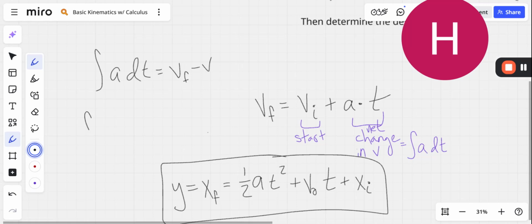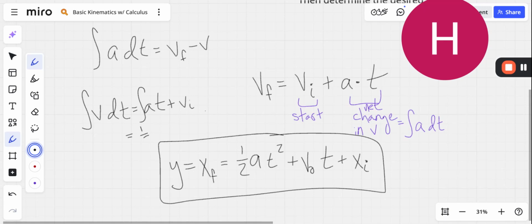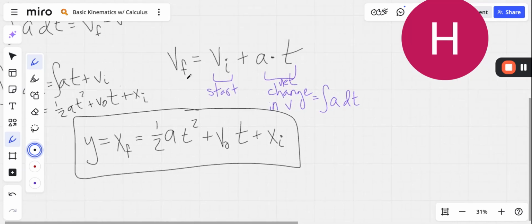And then when you take an integral of the velocity, which is going to be the integral of at plus the initial velocity, then we're going to end up with 1/2 at squared plus the initial velocity times t plus a constant, which is the initial condition of position. You understand now? So I'm saying that if we take the integral of acceleration and then the integral of velocity, we get these formulas here. It's sort of where these formulas come from.